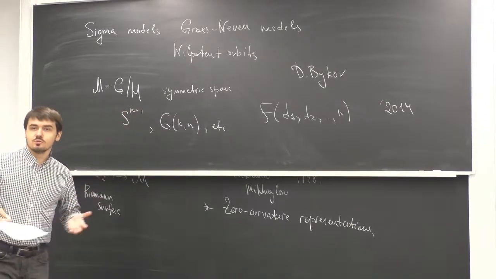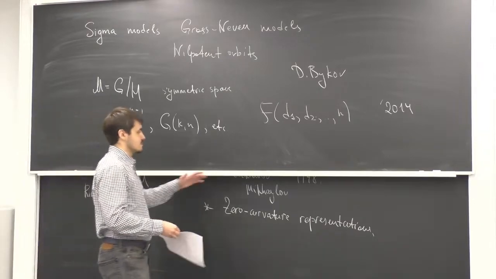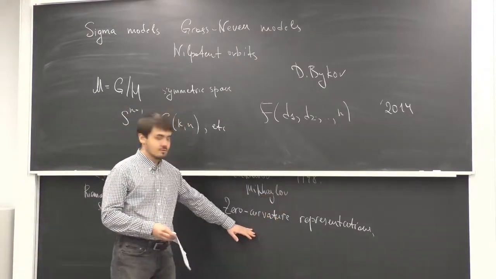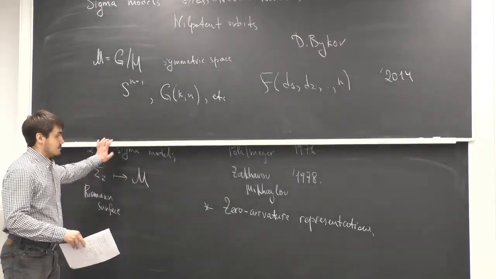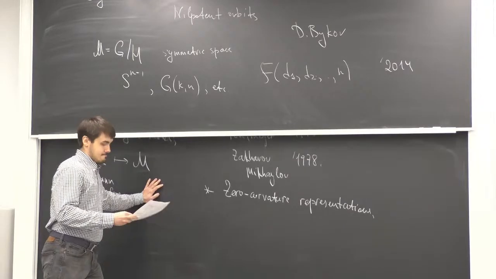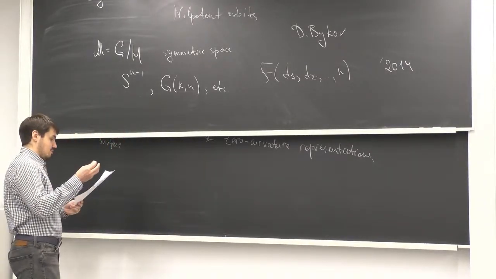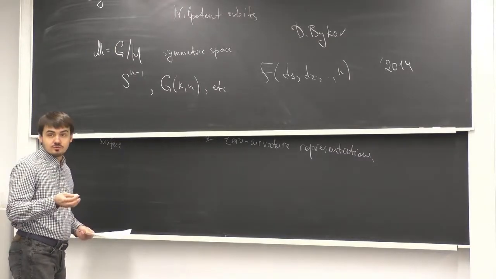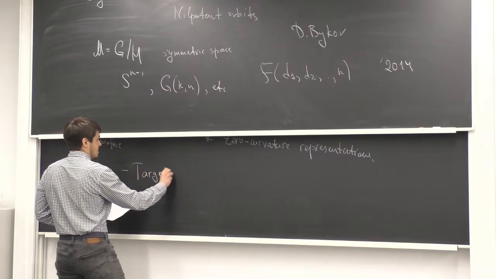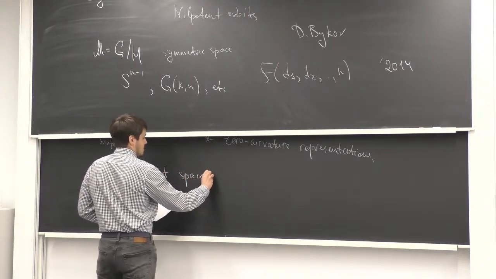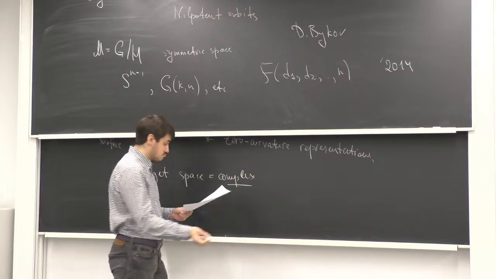Then the question was, what is the full class of theories that admit these zero curvature representations, beyond these classical results? Another result was that for the zero curvature representation to hold, the target space should be a complex homogeneous space. So somehow the complex structure was crucial.